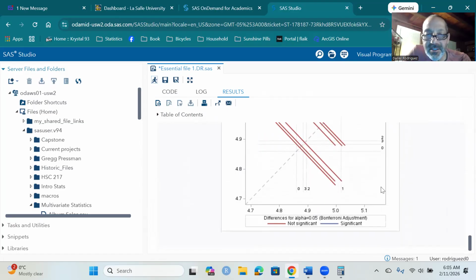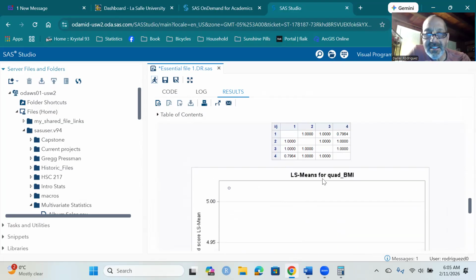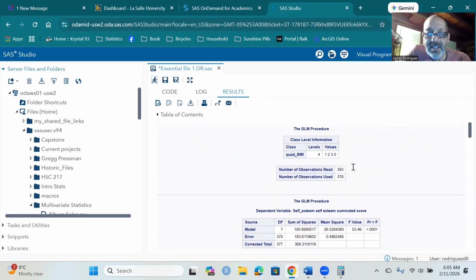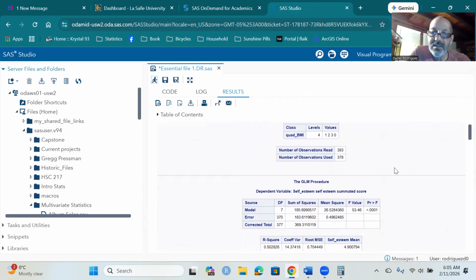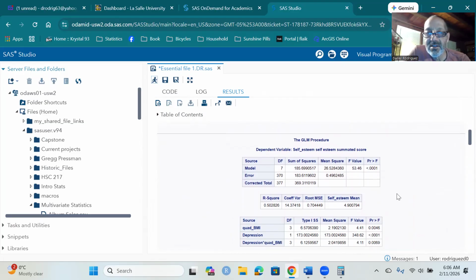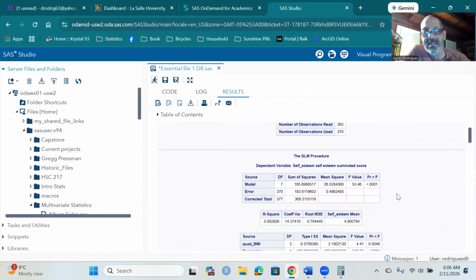Yeah, some other interesting tables. Differences in alpha, Bonferroni adjusted, not significant, significant. I think this one isn't as telling as the nice figure here. Yeah, so that's controlling for depression. The reason I controlled for depression is because depression and self-esteem are critically important, sorry, they're very highly correlated to one another.